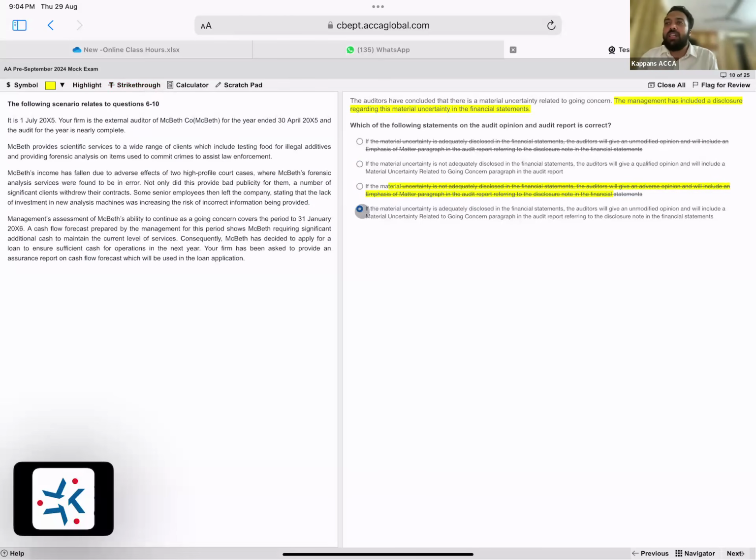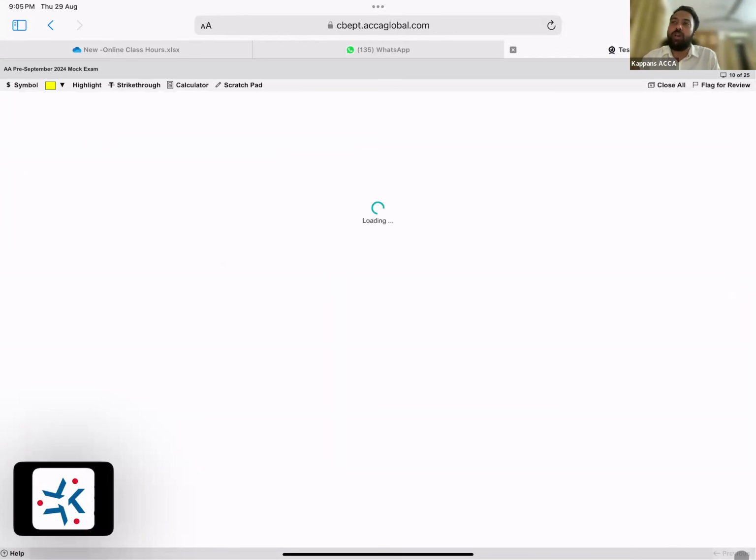The last option, if material uncertainty is adequately disclosed in the financial statements, auditors will give an unmodified opinion, that's true, and will include a material uncertainty related to going concern paragraph in the audit report referring to the disclosure note in the financial statements. Yes, that is true. The auditor will issue an unmodified opinion if it is adequately disclosed, and will also state a material uncertainty related to going concern paragraph. So the D option is the correct one.